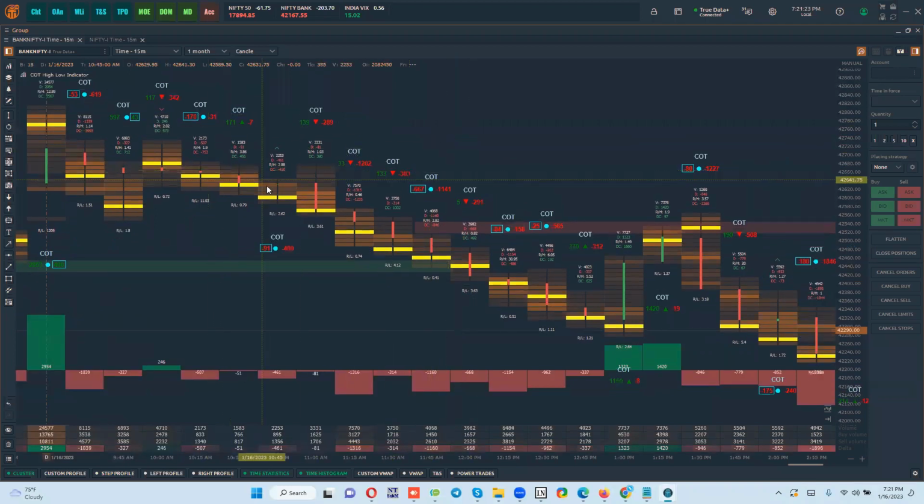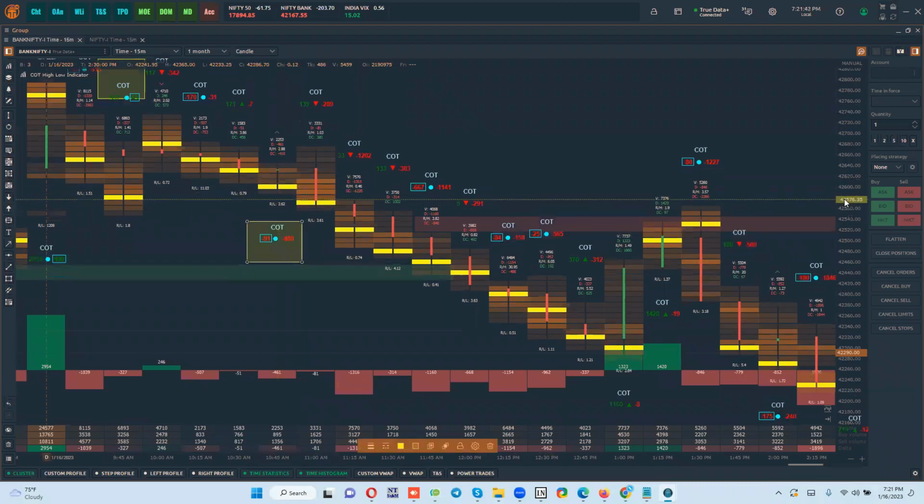Now, as you go down, you see some kind of a support. Here we saw trapped buyers, right? Here we saw this as trapped buyers. Now here we identify there are trapped sellers because it's a positive candle. I mean, it's a very small positive candle. And both the values are negative out here.